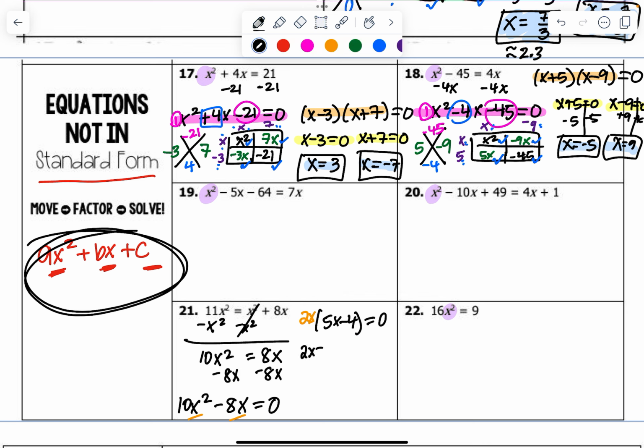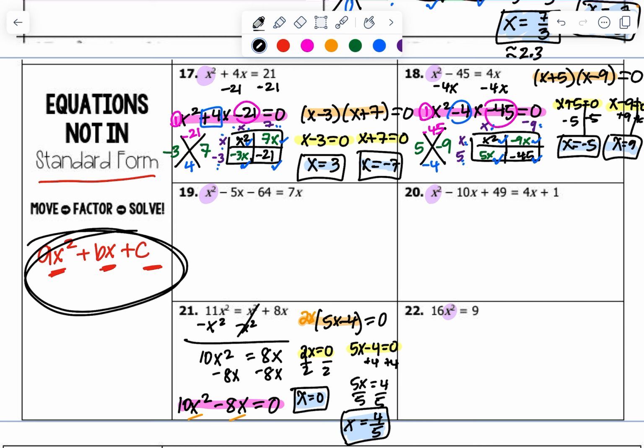Set each factor equal to 0 and solve them separately. You get x equals 0 for this guy. X equals 4 over 5 for this guy. And it's all good. Again, to recap the process, set your equation equal to 0. Factor it. Set each factor equal to 0 and solve them separately to get x is equal to a value, a number, a fraction, something where x is alone.